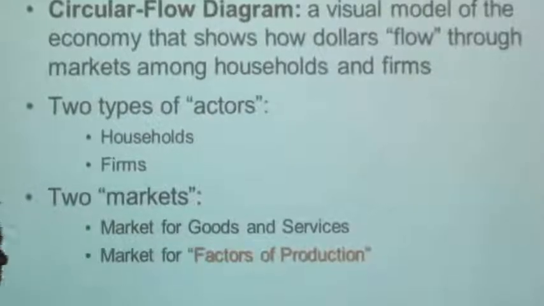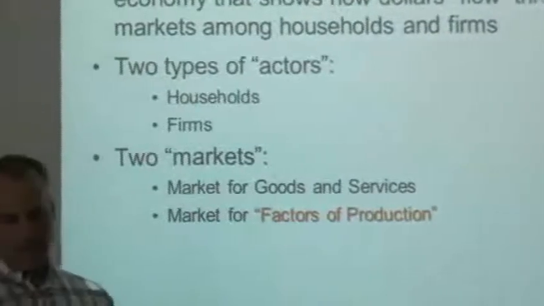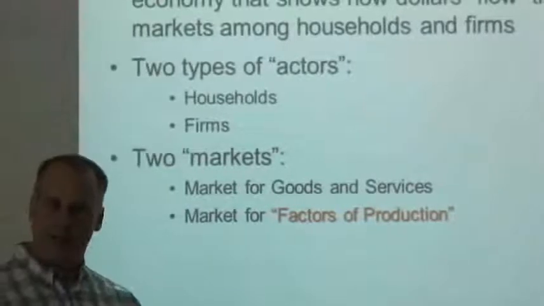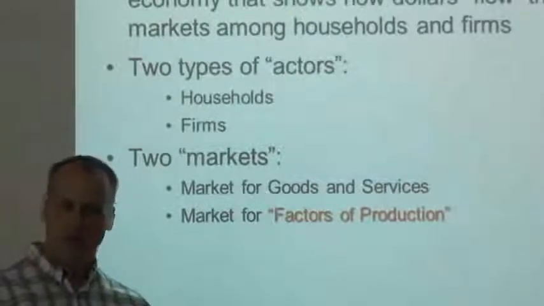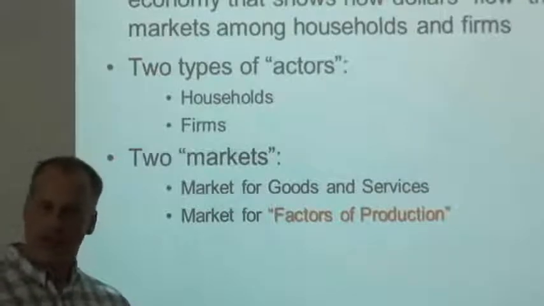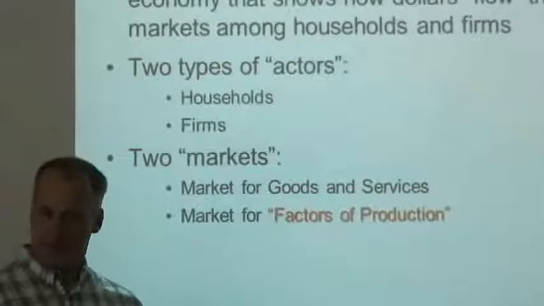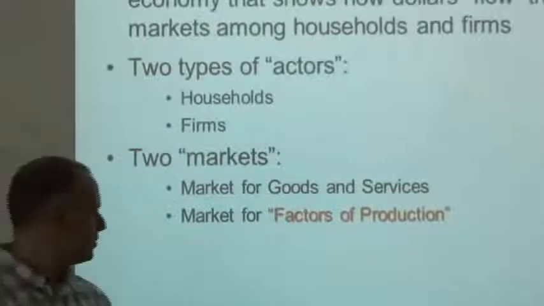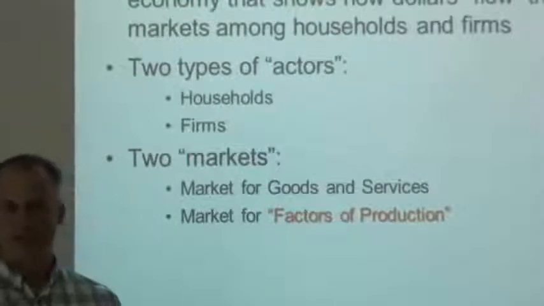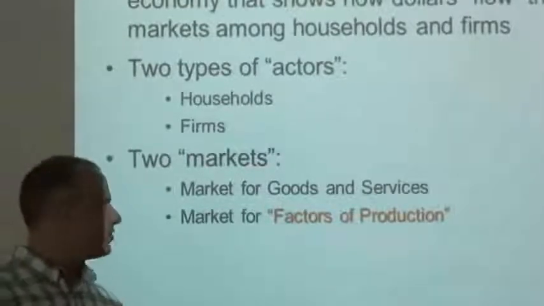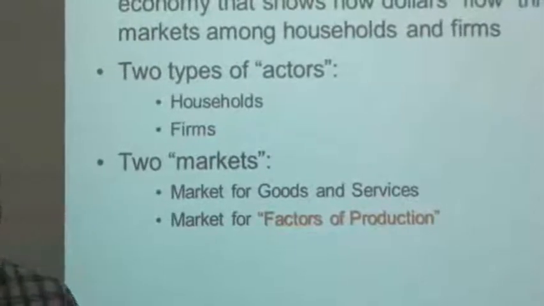The other side of the equation is the market for factors of production. It's important to note that households also supply something to firms. They supply primarily their labor, but also their other factors of production, including their land, if they have any, physical capital, or their investment funds. They supply those to firms as well. So the 2 markets, the goods and services, are things that firms produce for households. The factors of production are the things that households send to firms in order to produce these goods and services.